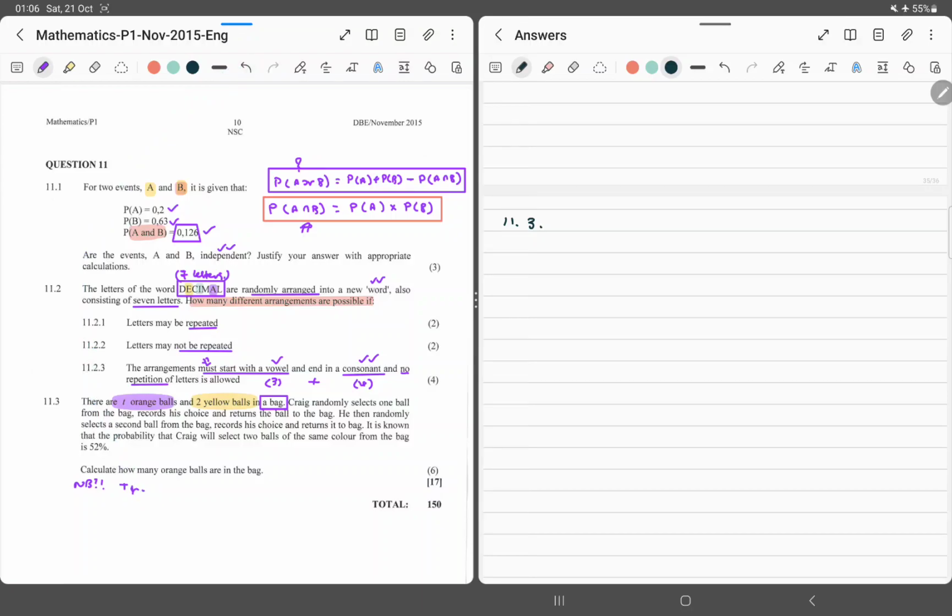A tree diagram is going to be our solution, most likely. So these questions are higher grade questions using probabilities, and you have to find your way as well. So let's analyze. Craig randomly selects one ball from the bag, records his choice, and returns the ball. Can you see? If we are returning the ball, we are creating independent events.